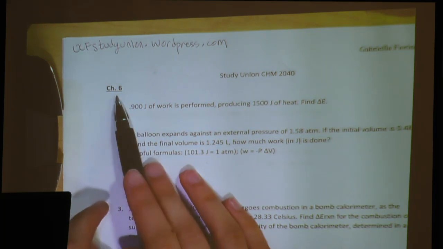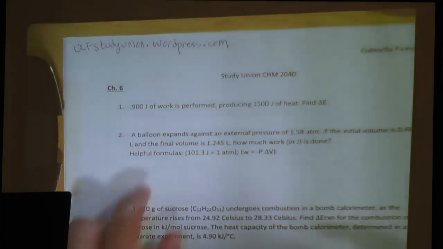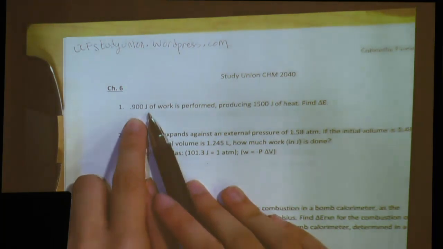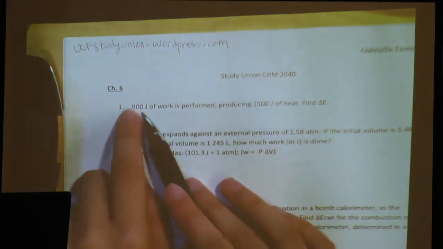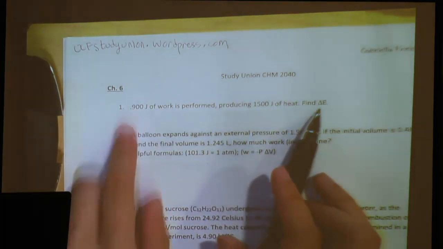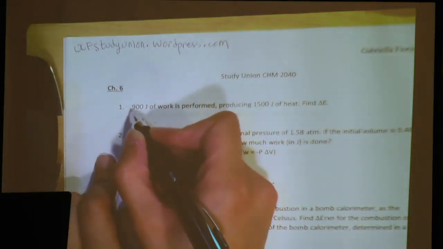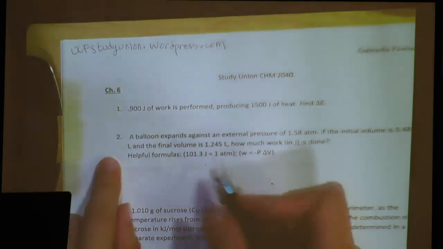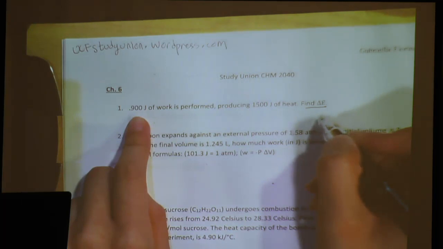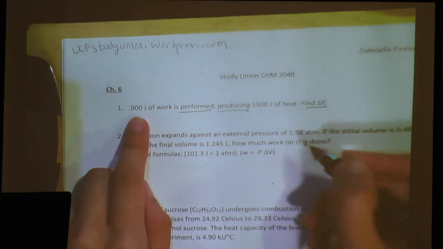I started with chapter 6 because I know that's big on probably a lot of your exams. So for question number 1, it says 900 joules of work is performed, producing 1500 joules of heat. Find the change in energy. This isn't a 0.9, by the way. That's 900. So what are the key words that we have here? We need to find change in energy. We know that work is performed and it produced 1500 joules of heat.